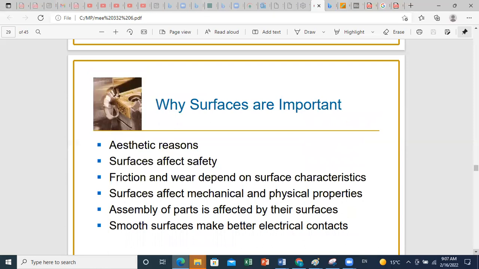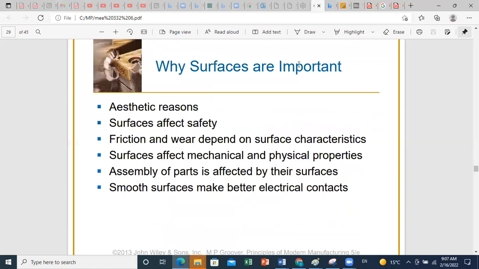Now, surfaces are very important for several reasons. First, for aesthetic reasons and safety factors. Sometimes in certain applications, we don't allow rough surfaces. We need to maintain a certain contact between surfaces. For example, friction and wear will depend on the surface characteristics. If we need to use the tool for a long lifetime, we should make sure that it is able to resist friction and wear, and this will depend on the surface characteristics.